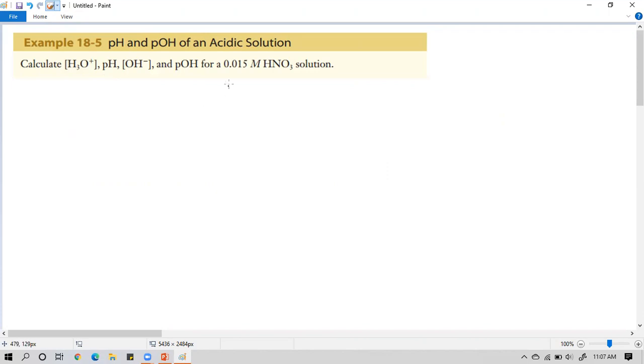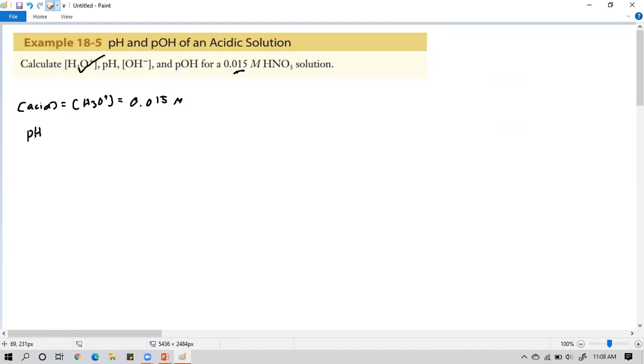Okay, siyempre, ang una natin gagawin dito is yung hydronium ion, di ba? Kapag strong acid, the concentration of the acid natin is the same as the concentration of the hydronium ion. So, the concentration of our hydronium ion is 0.015 molar. So, check na agad yan.